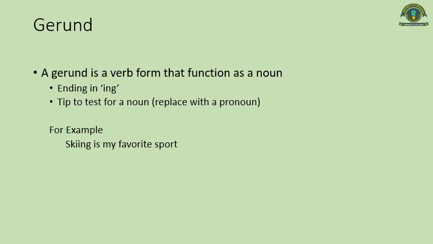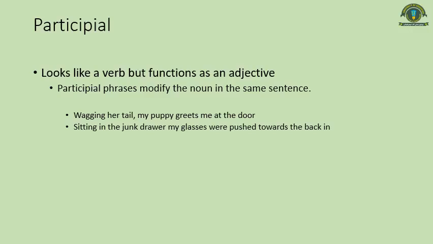So let's take this example. Skiing is my favorite sport. In this example, skiing is a gerund. Let's replace it with the pronoun it. So, it is my favorite sport. So this is all about the gerund. It is a verb form that functions as a noun. That is very much clear with the given example. And now we will move forward. And here the participials are.